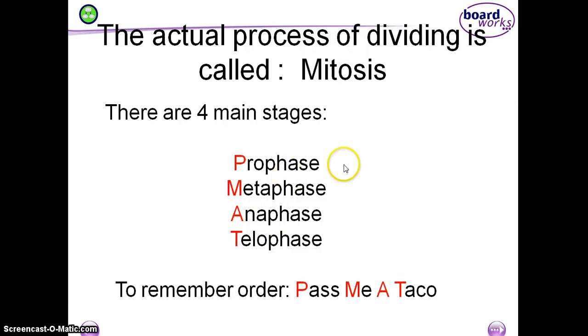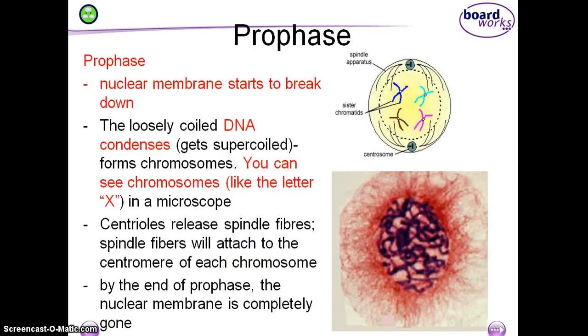And you have to remember the correct order of these steps. And a way to remember is you can either remember PMAT, if that works for you, or you can remember this saying here, pass me a taco. The P in pass stands for prophase, the M stands for metaphase, the A stands for anaphase, and the T stands for telophase. So however you can remember, that's the order.